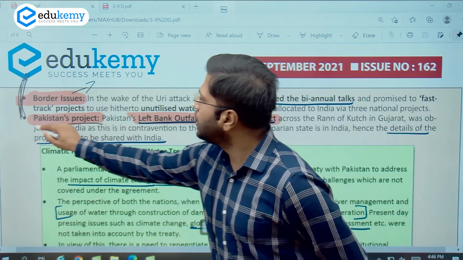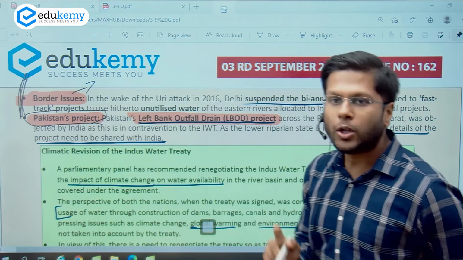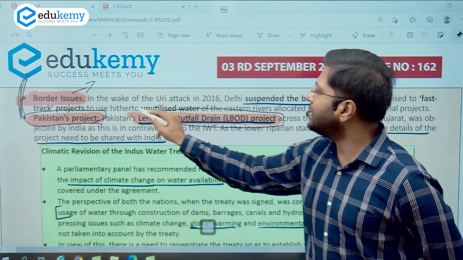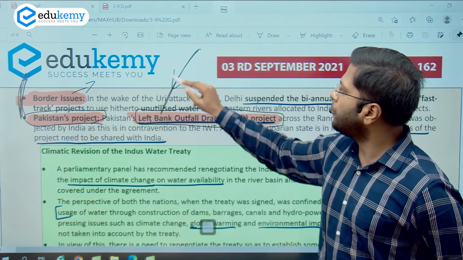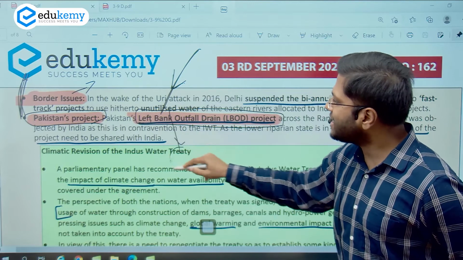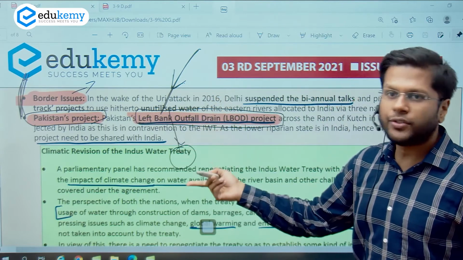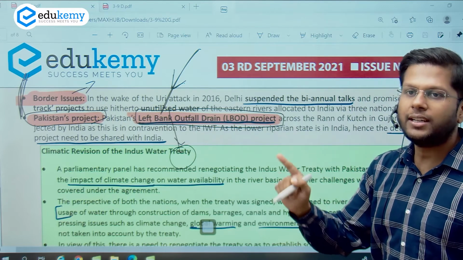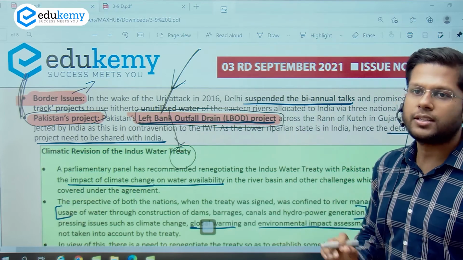The third issue is of Pakistan's project. Now, Pakistan also has another project near Rann of Kutch, the Left Bank Outfall Drain. And this is the drain in which a lot of water from the Indus River also seeps in. It also later settles in the Kutch area of India. And India again needs information about the project, because this is a part of the treaty that both the countries will be sharing the developments that are happening across the river.